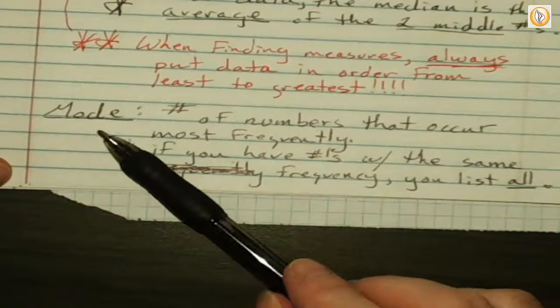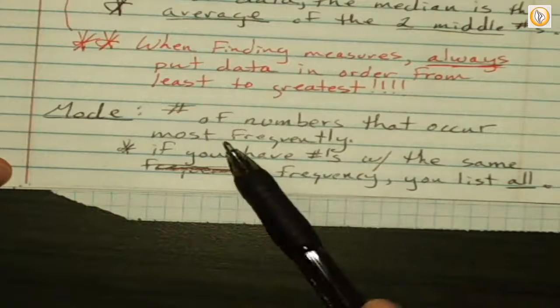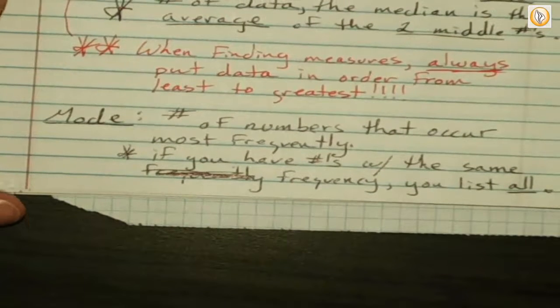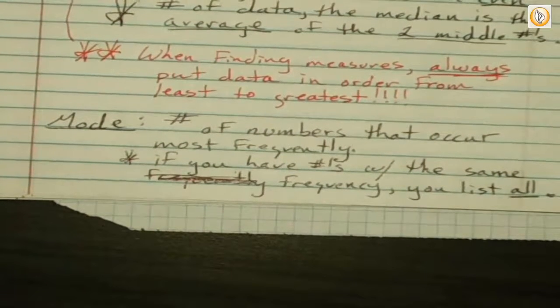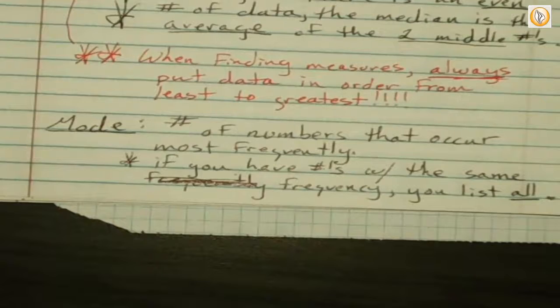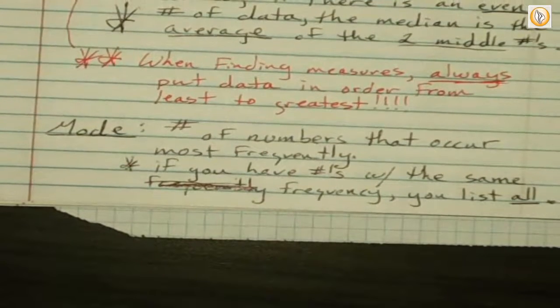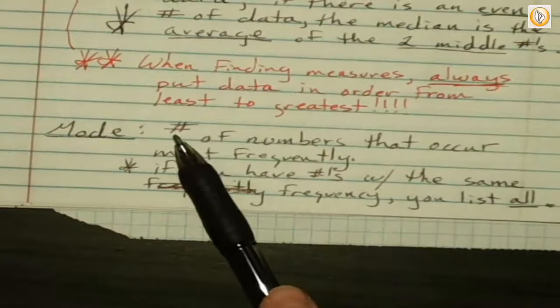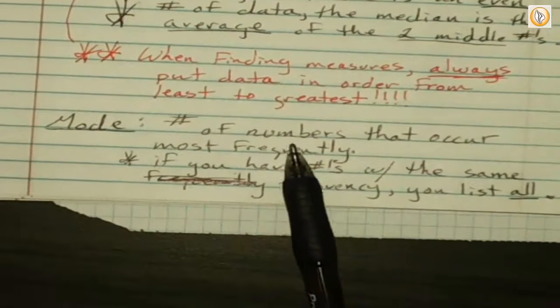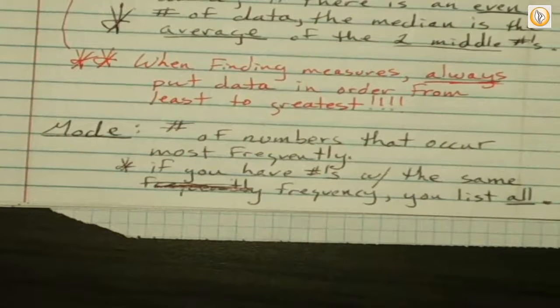Anywho, mode, the number of numbers that occur most frequently. For example, stop laughing, it's not even that funny. For example, if I looked at all y'all's test grades, and 2 kids made the same grade, everyone else had different grades, like 100, 96, 91, 87, 82, so and so, all different grades. But 2 kids made a 73. The mode would be 73 because it's the number that occurs more frequently than others.